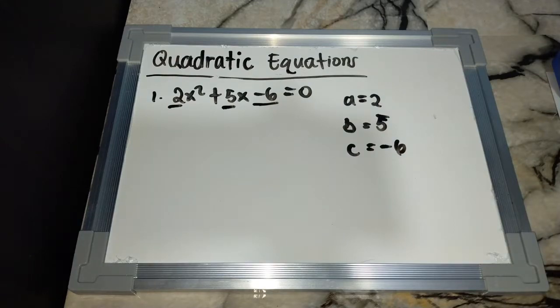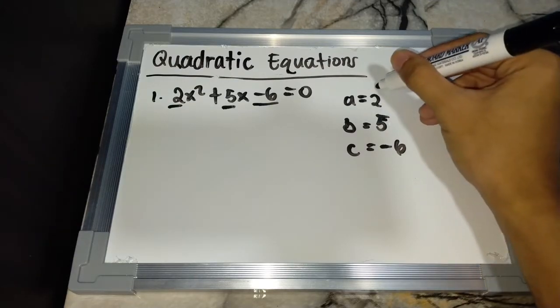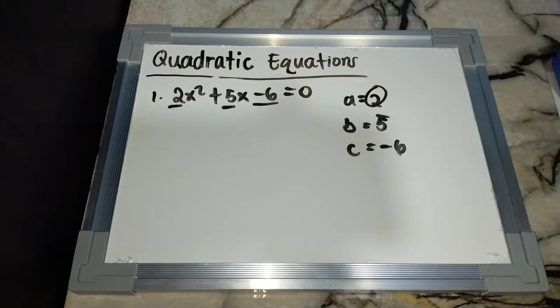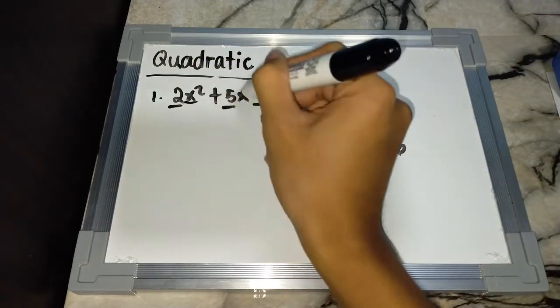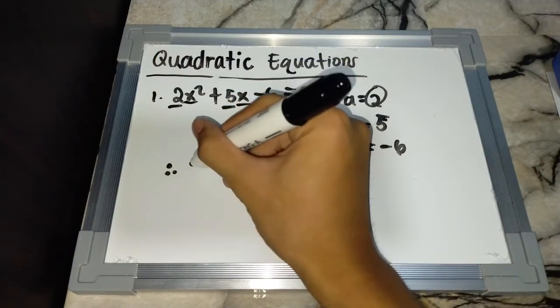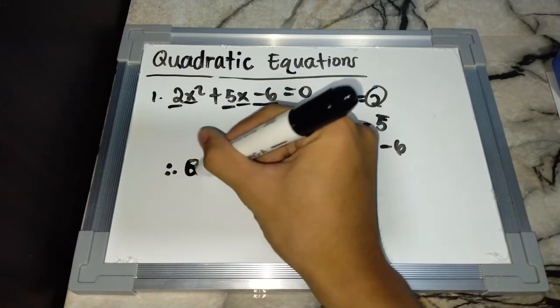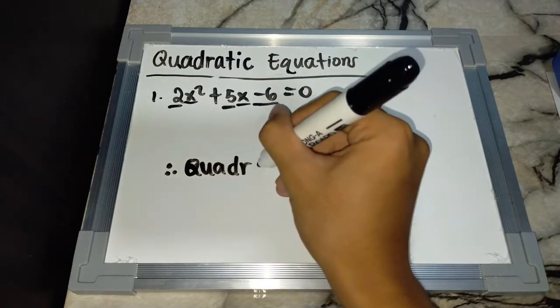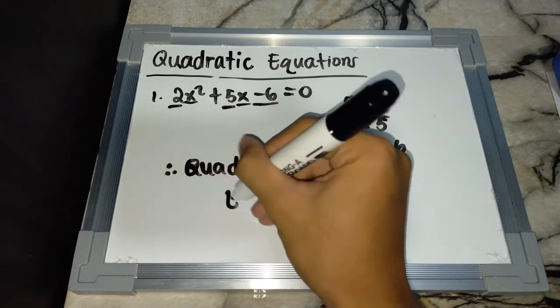So our first rule is applied. So next, a shouldn't be equal to 0, and we all know that a is not equal to 0 because it is 2. And x is the unknown variable. It is seen on the equation. Therefore, this is a quadratic equation.